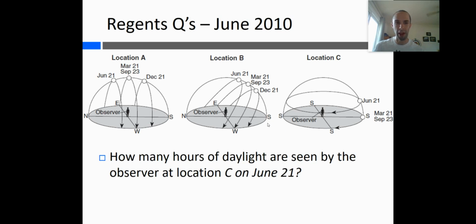This last question: how many hours of daylight are seen by the observer at location C on June 21st? Well, notice the sun never goes below the horizon. It just goes in a complete circle path all the way around. So we would have 24 hours of daylight at that location on that day.